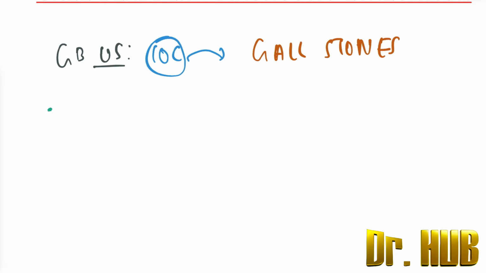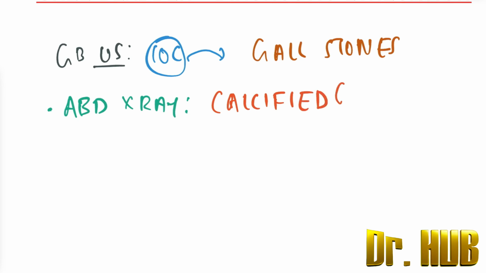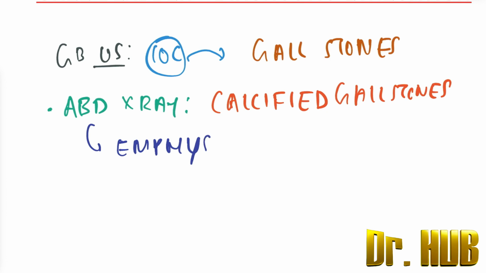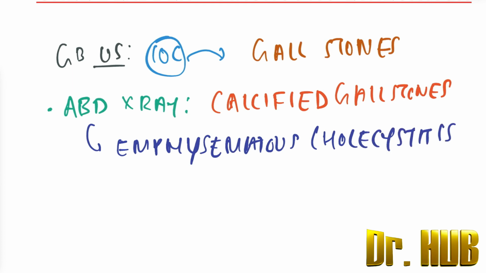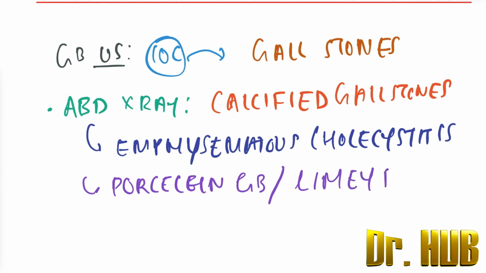Next is the abdominal X-ray. In terms of the abdominal X-ray, it is useful for calcified gallstones. Next, in terms of emphysematous cholecystitis, then porcelain gallbladder, then limy bile, gallstone ileus.